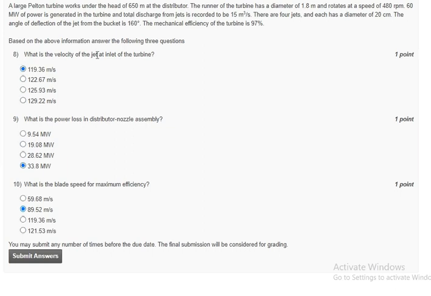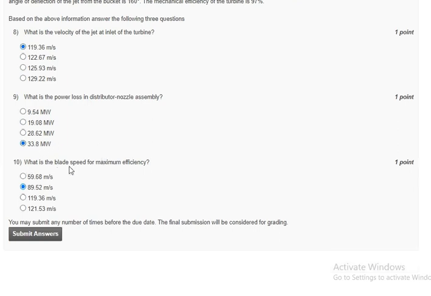First, what is the velocity of jet at inlet of the turbine? You will get 119.36 meter per second. Question number 9, what is the power loss in distributor nozzle assembly? You will get 33.8 megawatt. And what is the blade speed for maximum efficiency? So you will get 89.52 meter per second.